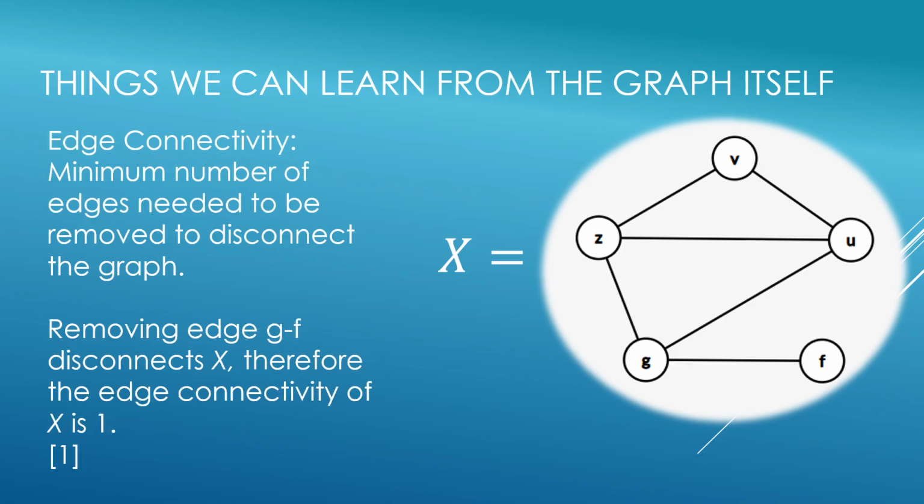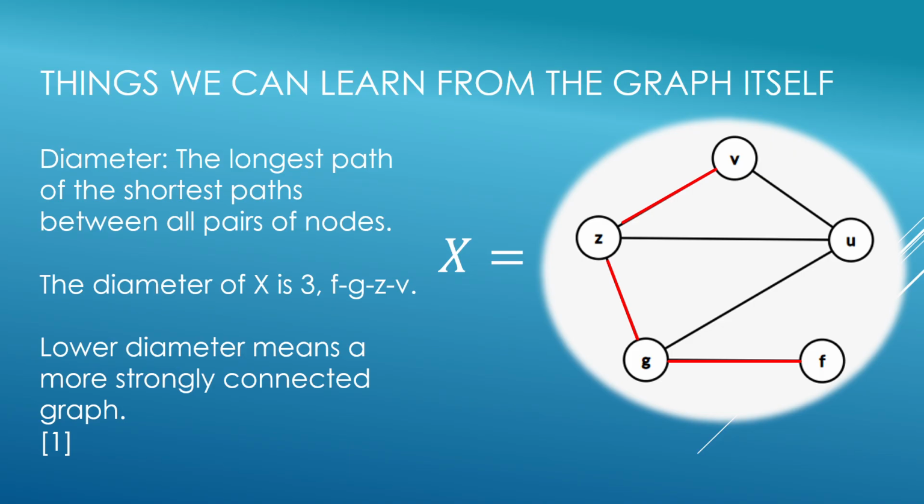Obviously, with much larger graphs that represent really big systems in the world, it'd be harder to calculate this. Or you could think about edge connectivity, the minimum number of edges needed to be removed to disconnect the graph. If we remove the edge between G and F, the graph would again become disconnected, between F and G, U, V, and Z. There would not be a pathway between every node and every other node.